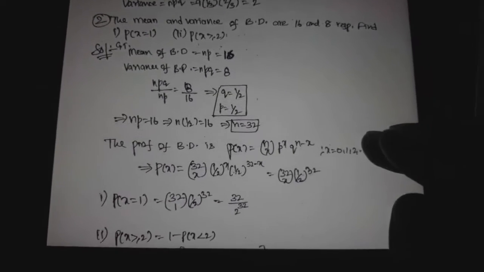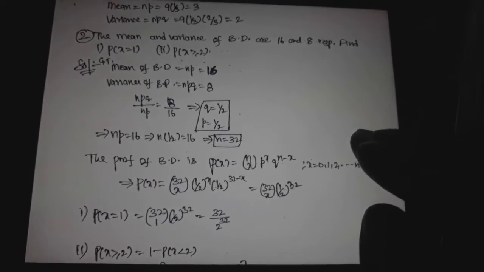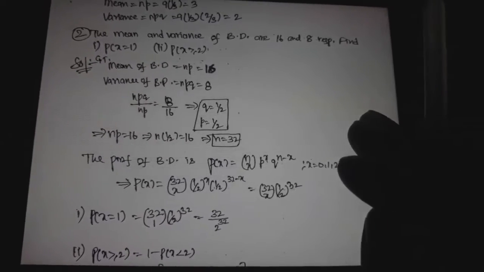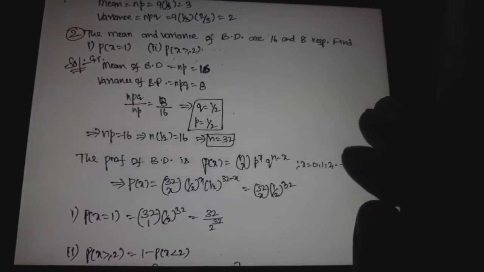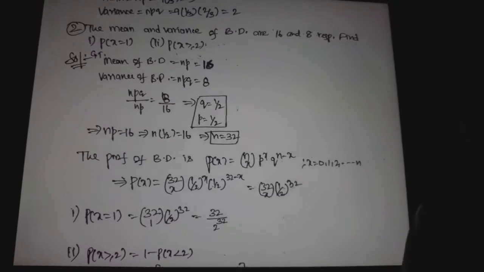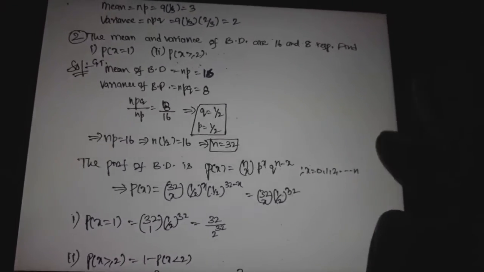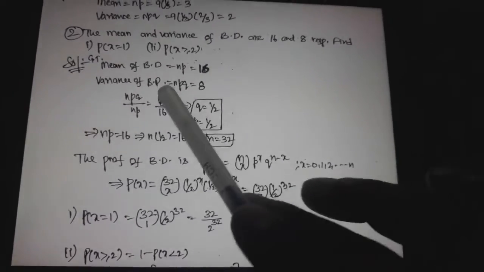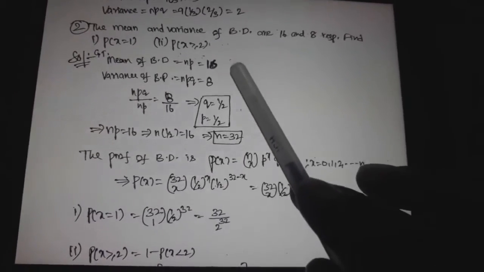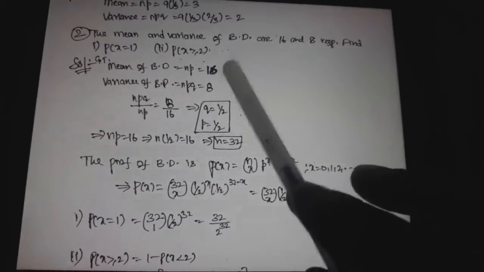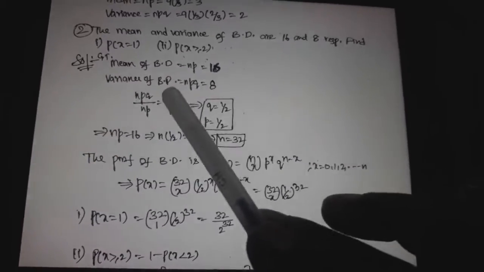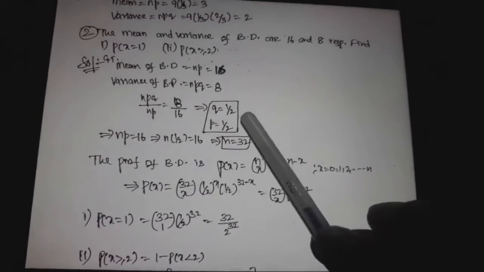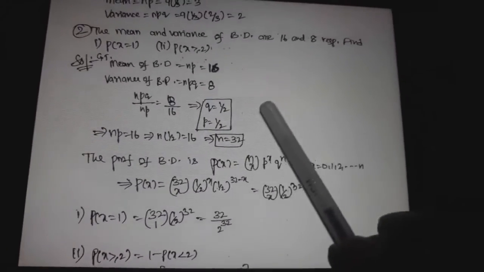Then second problem: the mean and variance of a binomial distribution are given; find P(X = 1) and P(X ≥ 2). Based on the mean and variance, you should find the distribution first. Mean of binomial is np = 16, variance is npq = 8. By using these two equations, you get p and q values. npq by np is 8 by 16, so q is 1/2. Then p is 1 minus q, which is 1/2.